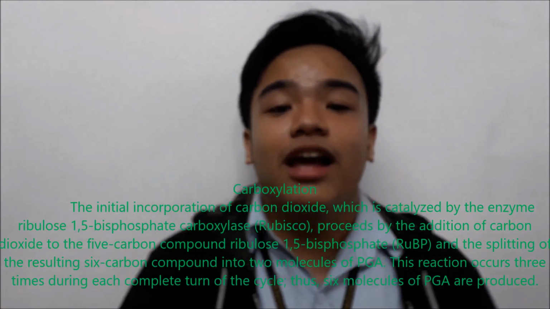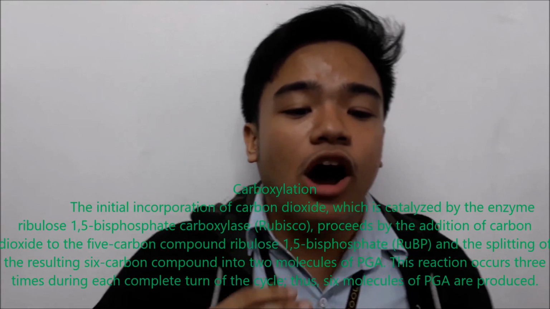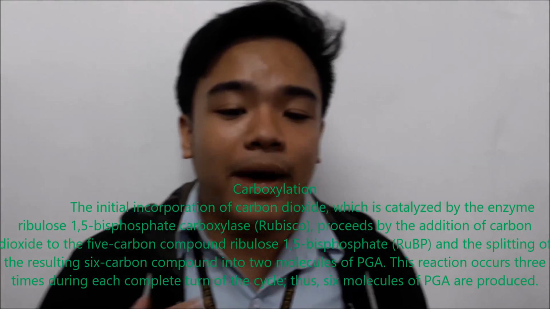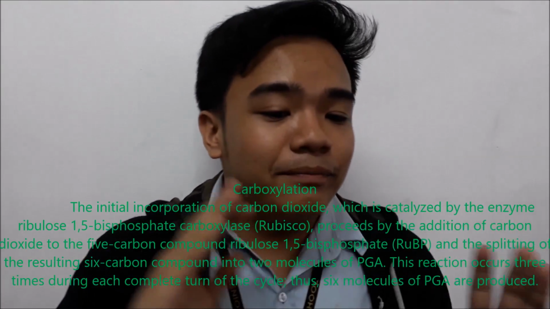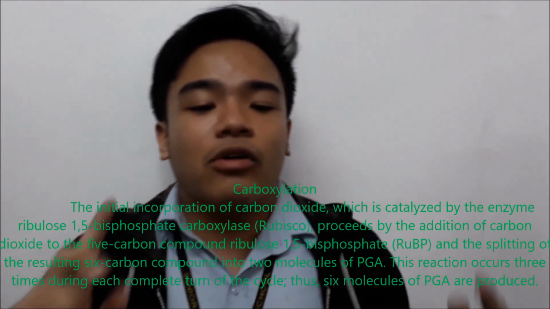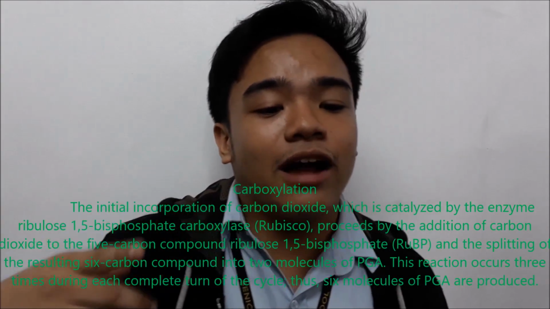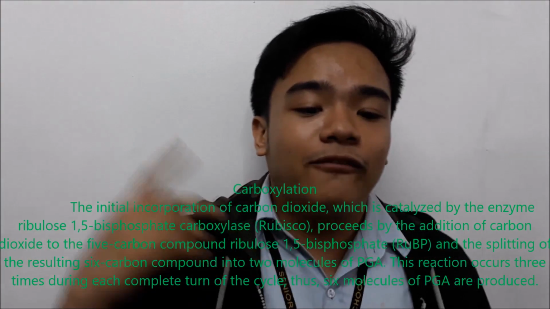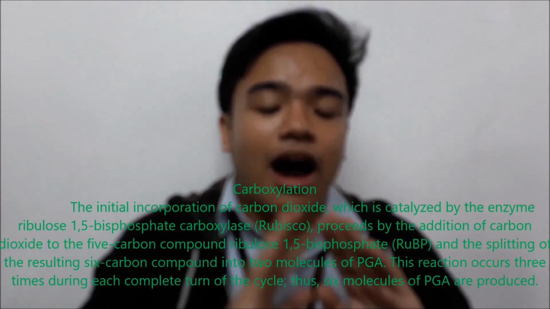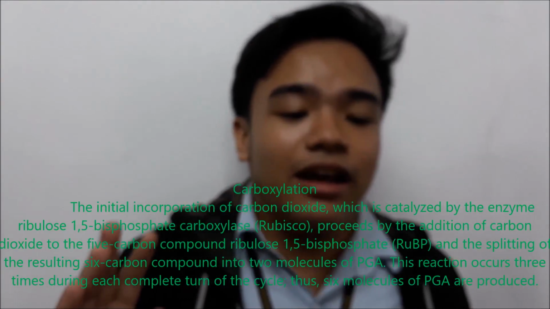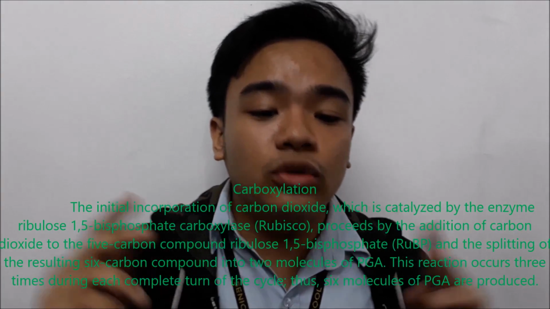So what is carboxylation? Carboxylation is the initial incorporation of carbon dioxide, which is catalyzed by the enzyme ribulose 1,5-bisphosphate carboxylase. It proceeds by the addition of carbon dioxide to the 5-carbon compound ribulose 1,5-bisphosphate, RuBP, and the splitting of the 6-carbon compound into 2 molecules of PGA. This reaction occurs 3 times during each complete turn of the cycle, thus 6 molecules of PGA are produced.